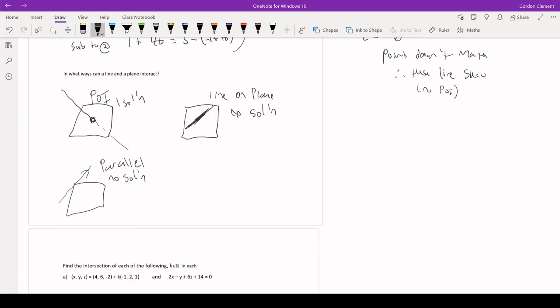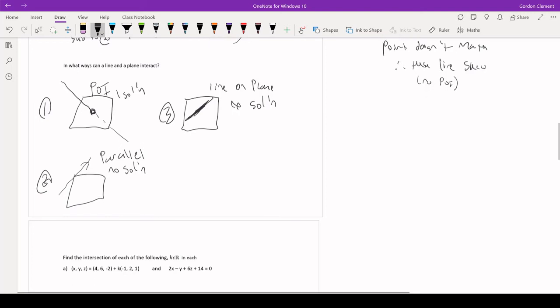And there's no skew option here. There's no way for the line to miss the plane if it's not parallel, because again, the plane goes forever and ever in all directions. So there's no way to get around it for the line if you're not parallel. So those are the 3 options that can happen. You're either going to cross, you're going to be parallel, or you're going to be sitting on the thing and always connected.